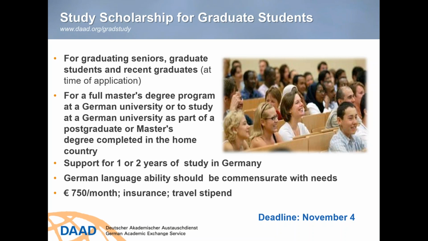For the study scholarship, German knowledge is not a requirement, but German language ability should be commensurate with the needs of an applicant's study. The recipients will be awarded a monthly stipend of 750 euros, and DAAD will also cover health insurance and provide a travel subsidy. The deadline is on November 4th for the study scholarship.